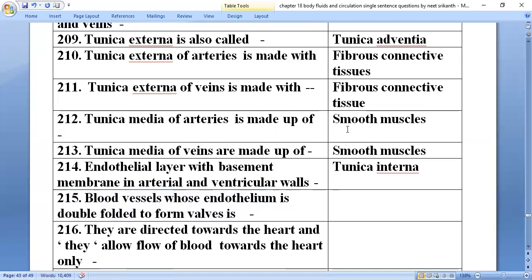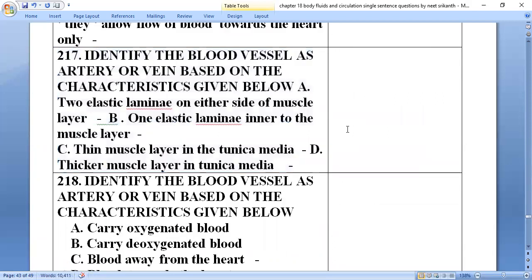Blood vessels whose endothelium is double folded to form valves. That is veins. In veins, it is possible. The valves are directed toward the heart and they allow flow of blood toward the heart only. They are present in the veins.